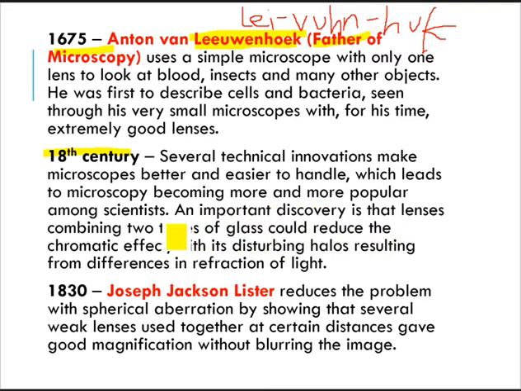It was that lenses combining two types of glass could reduce the chromatic effect with its disturbing halos resulting from differences in refraction of light. So when you combine two types of glass to make a lens, it actually reduces the chromatic effect.